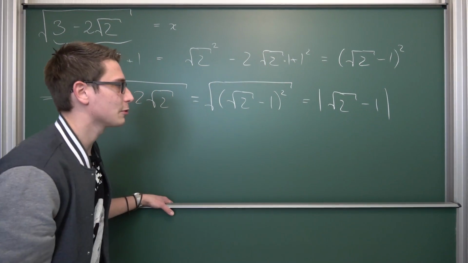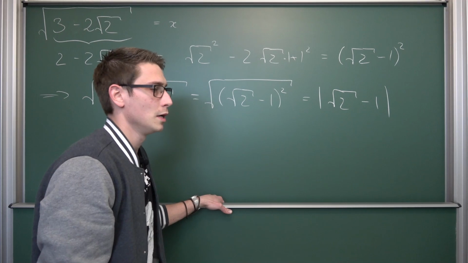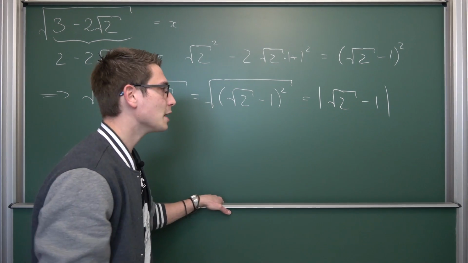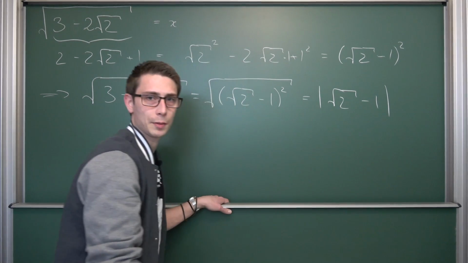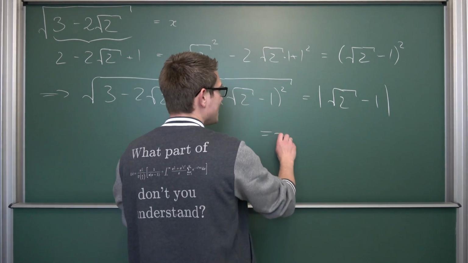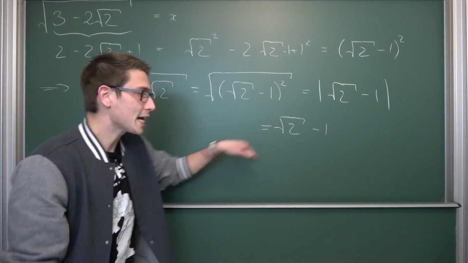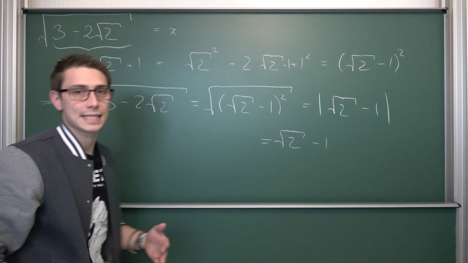But the good thing is square root of 2 is approximately 1.41, yeah, 1.4, something like that. Meaning 1.4 minus 1 is already positive, meaning we are just going to get the nice answer out of square root of 2 minus 1. And this right here is way nicer than basically having a square root inside of a square root.